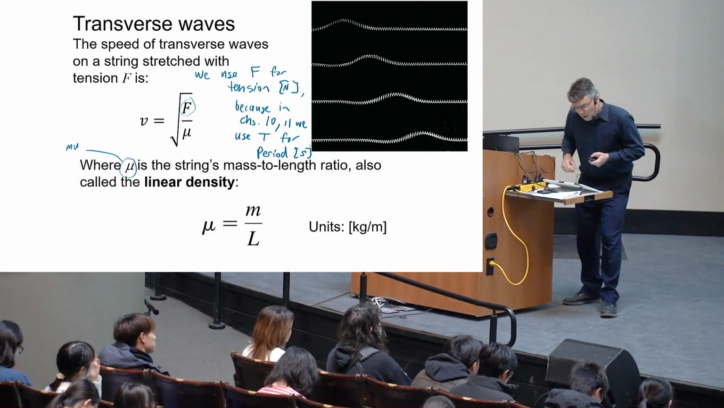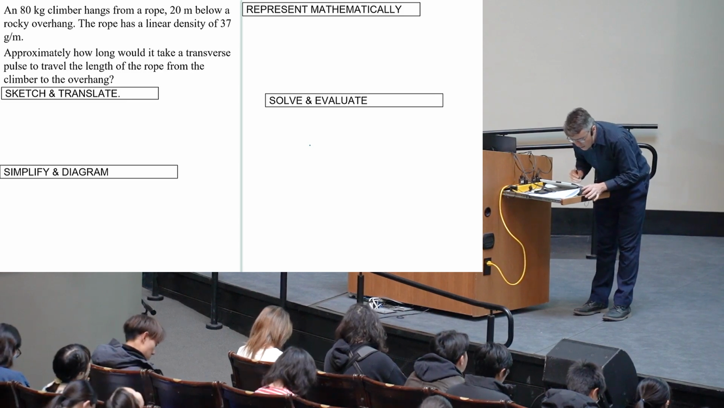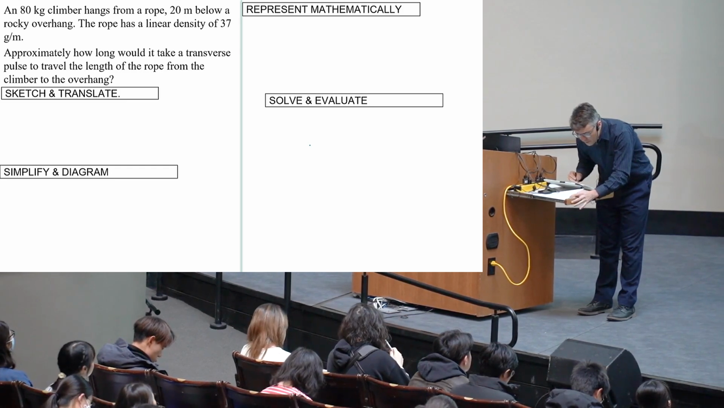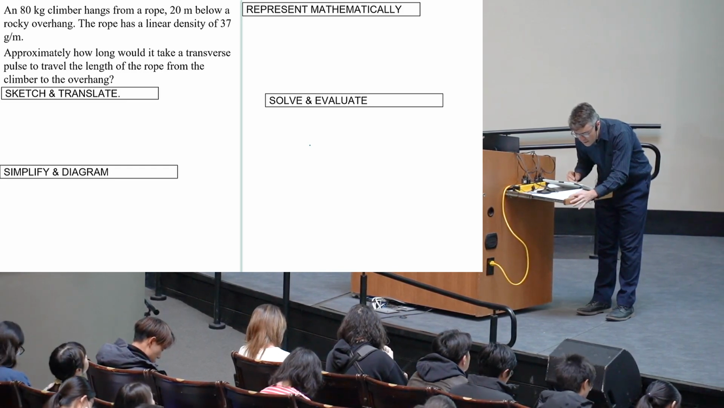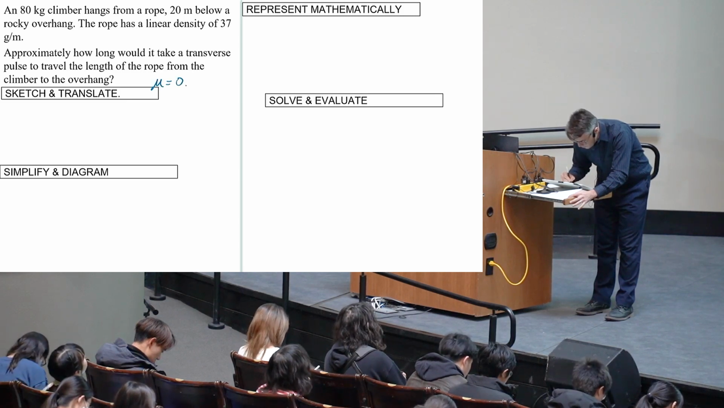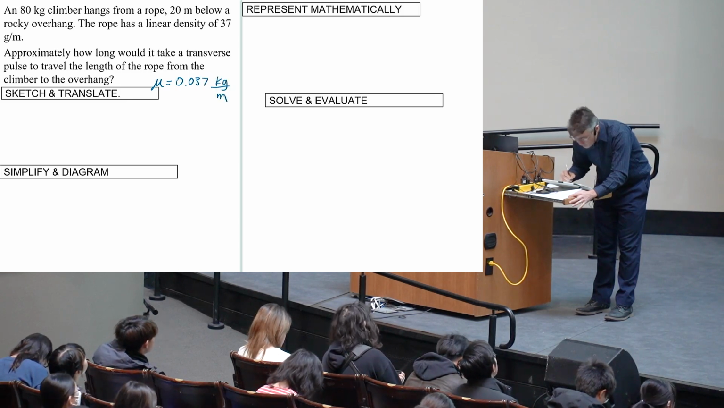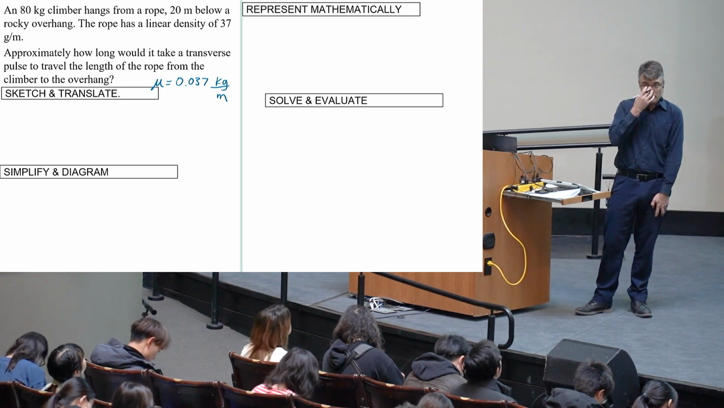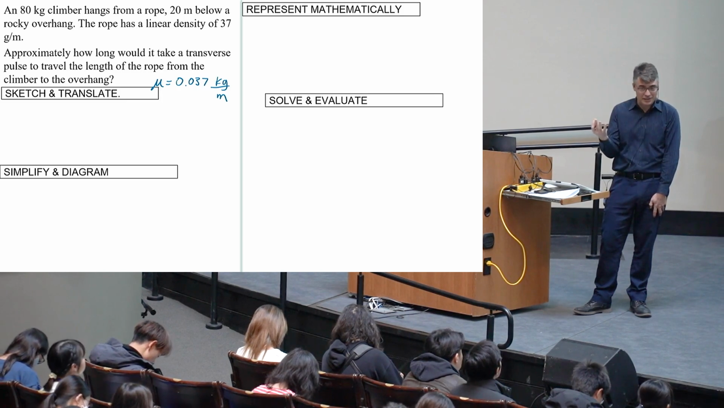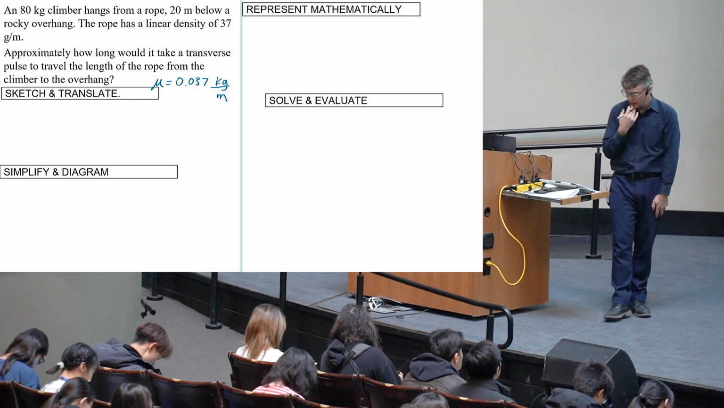Okay, I also want to do an example question. An 80-kilogram climber hangs from a rope 20 meters below a rocky overhang. The rope has a linear density of 37 grams per meter. So I'm going to write that down as mu equals 0.037 kilograms per meter. In order to use this equation, you're going to have to convert things to SI units. It's always a good thing to do. And a gram, strangely enough, is not an SI unit. You would think it is, but in fact the SI unit for mass is the kilogram, so you have to divide by 1,000.